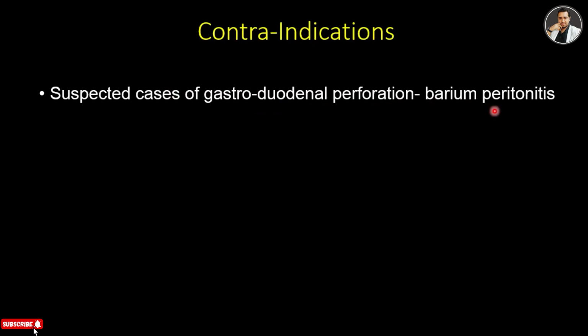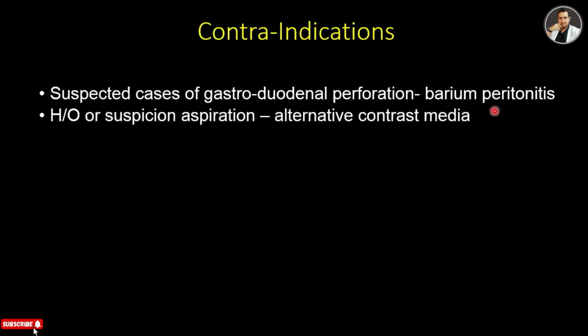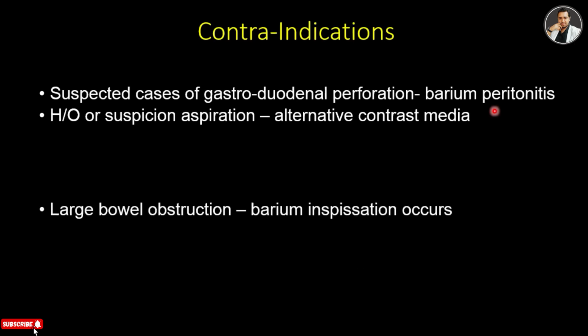So there may be a gastroduodenal perforation. In this case, barium meal is contraindicated, and if the patient has the suspicion of aspiration, an alternative contrast should be used. Aspiration is a condition where the barium sulfate contrast may go to the lungs, and the patient feels aspiration and difficulty in breathing.